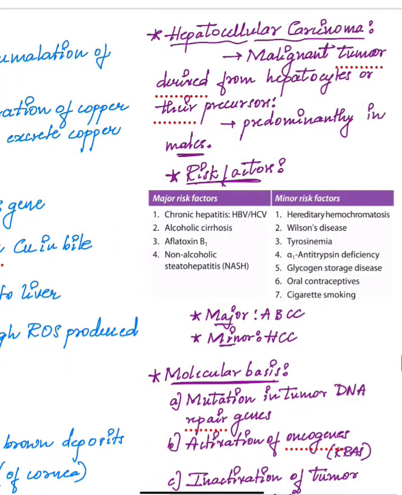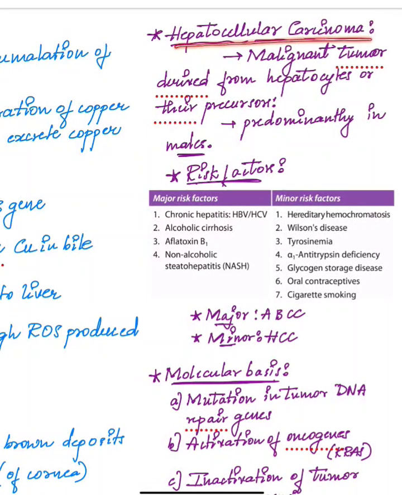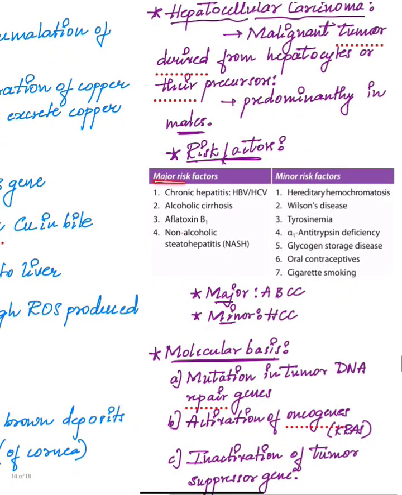The next important topic is hepatocellular carcinoma. It is a malignant tumor derived from hepatocytes or their precursors, predominantly seen in males. What are the risk factors? The risk factors may be major risk factors and minor risk factors. The major risk factors can be remembered by the mnemonic ABCC and minor by HCC.